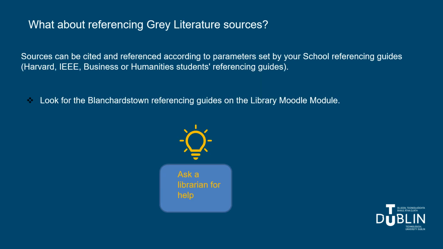Referencing this type of source can be done according to your school referencing guides. You can also visit our Moodle page, the Blanchardstown Moodle page, for information on how to reference information found in grey literature resources, and you can also get in touch with the library for assistance if you need it.